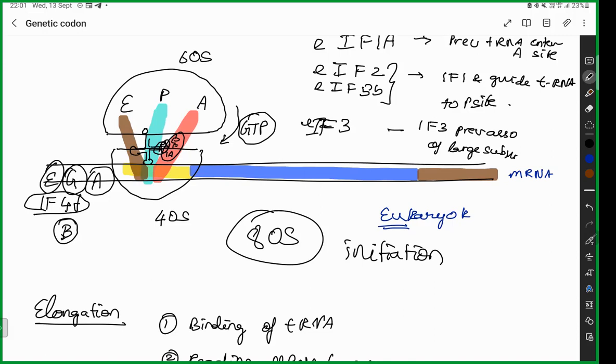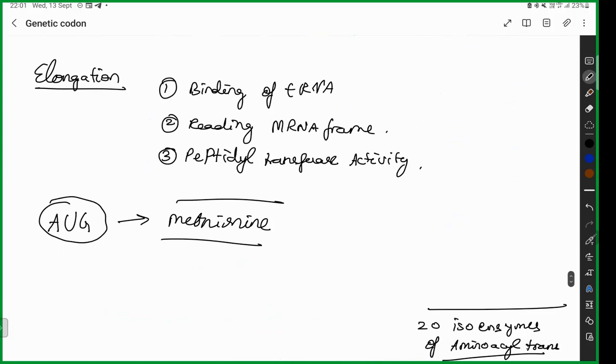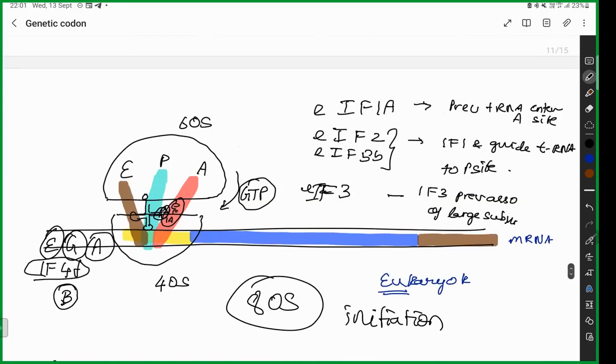Now you got it. Now what happens? First, you need to bind your tRNA. I told you how your tRNA is coded. So tRNA is going to read your mRNA framework, and once it reads it, it is going to find at what place it has to go and sit. Before that, remember that the one which has come and sat on your methionine AUG initiation codon is not going to do any work.